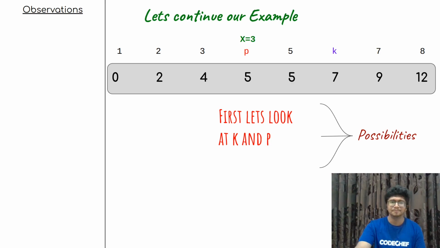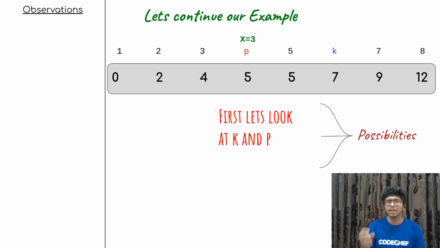So here I have created a panel for our observations. And let us continue with the same example which we had taken before, right? So I've taken the very same example. Now let us look at all the possibilities. First of all, we have been given the values p, k, x as our input, right, along with the array.